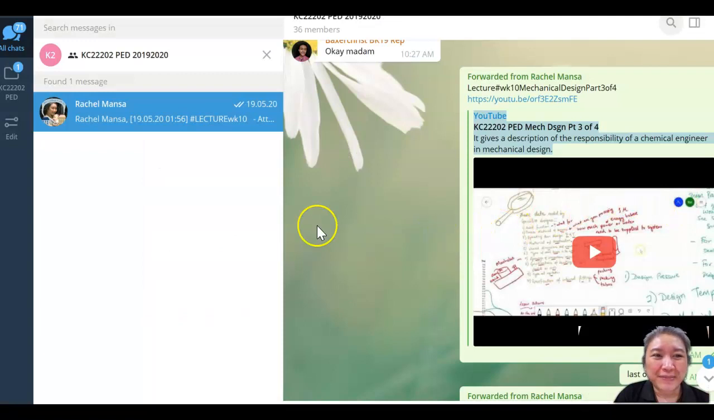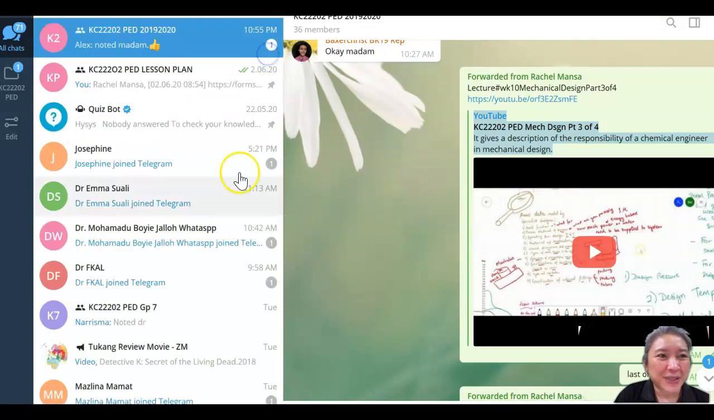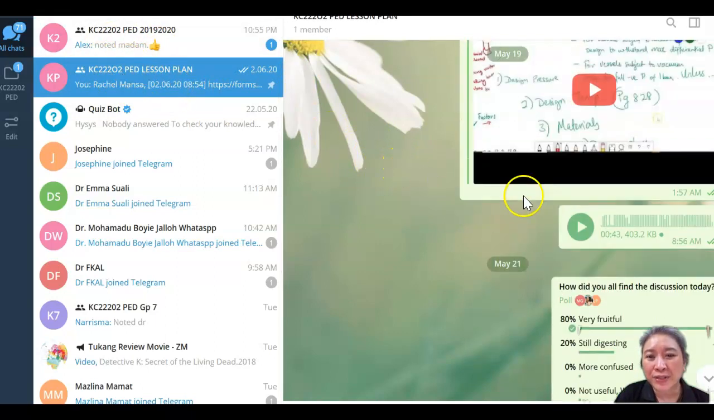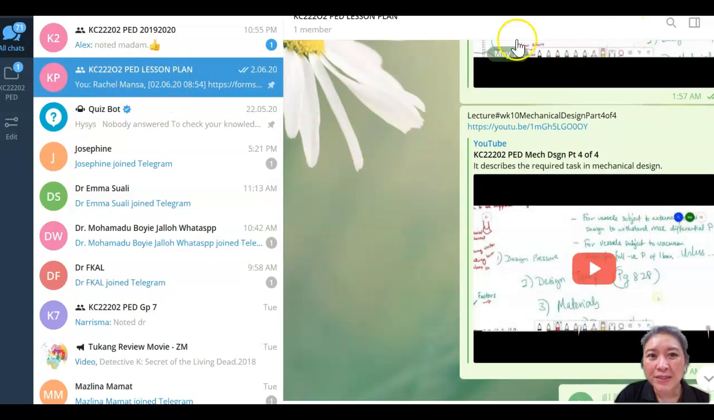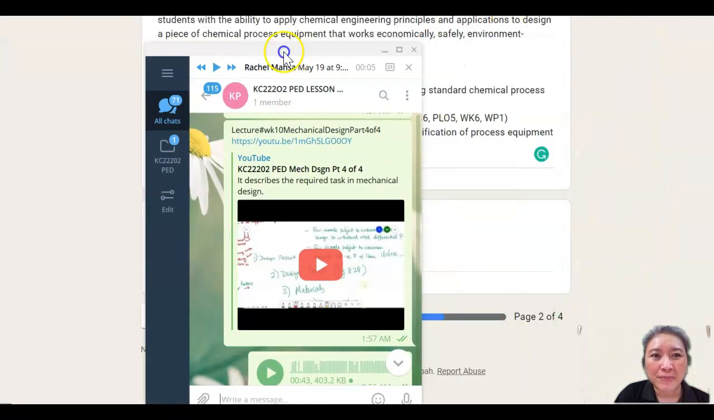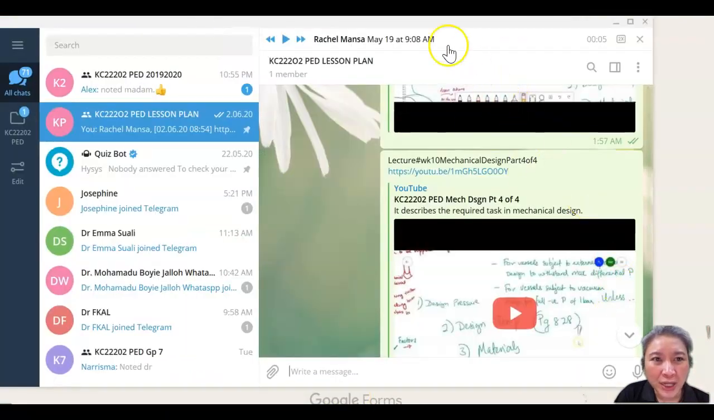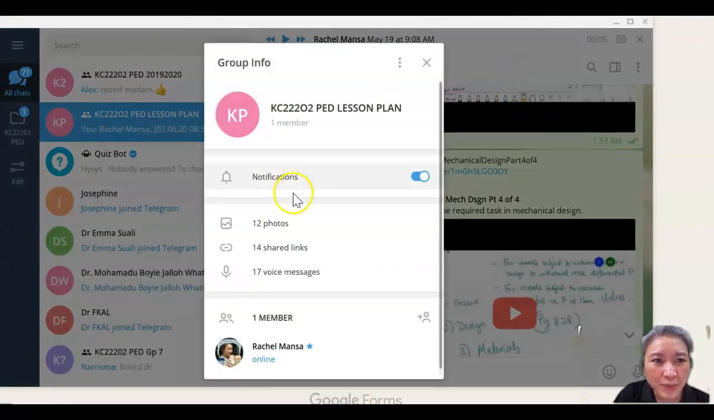Okay, let me open my Telegram. At first I didn't use Telegram. I used Google Meet, and then Zoom, and then WhatsApp. When I learned to use WhatsApp, I was told to set up a lesson plan page for myself. And this Telegram chat window is only to myself.